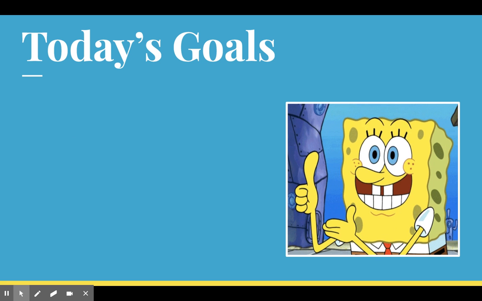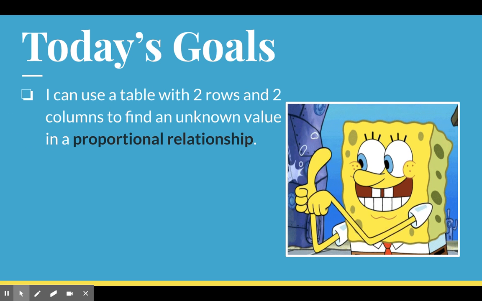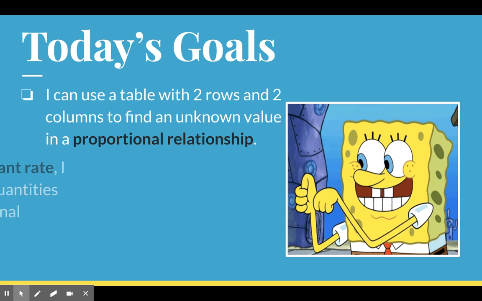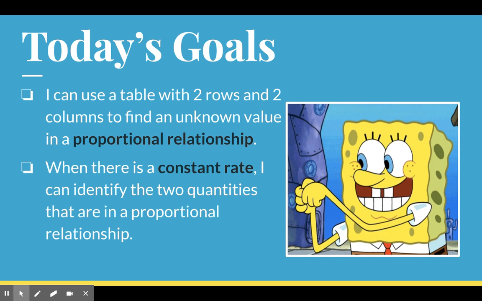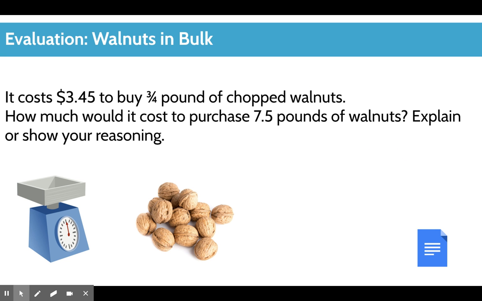So our goals for today, once again, were to make sure that we can use a table with 2 rows and 2 columns to find an unknown value in a proportional relationship. And also, when there's a constant rate, we wanted to be able to identify the two quantities that are in a proportional relationship. So here is your evaluation activity for today.